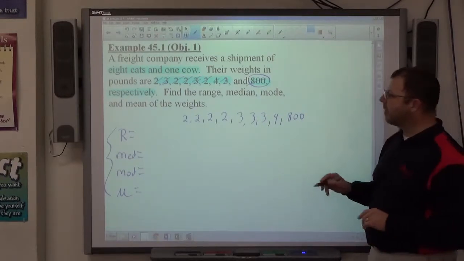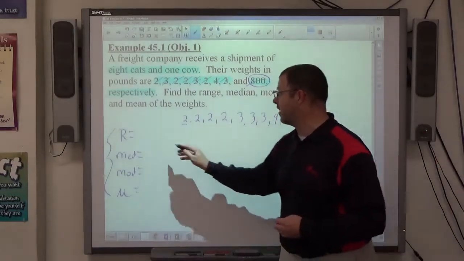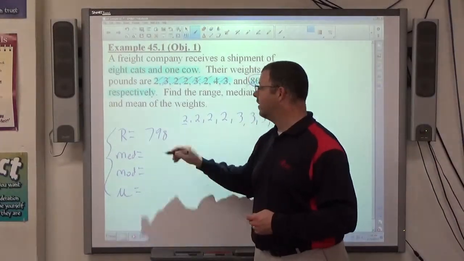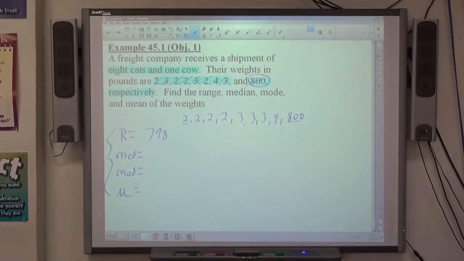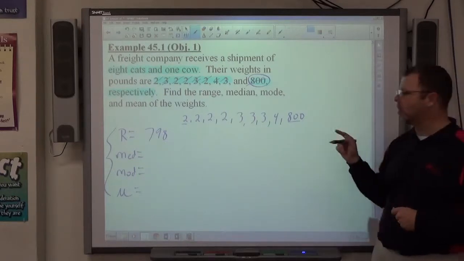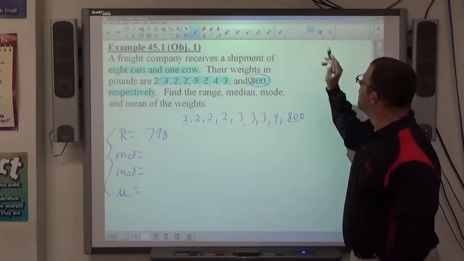All right, and then very easy, we can see the smallest and biggest. We subtract 800 minus 2 is 798. And feel free, subtract in your head if it's easy. If it's 893.87245 minus 0.07392, you might want to write that down. And you might want to use a calculator even to evaluate it. But just know that biggest minus smallest gets you range. All right, next, median.